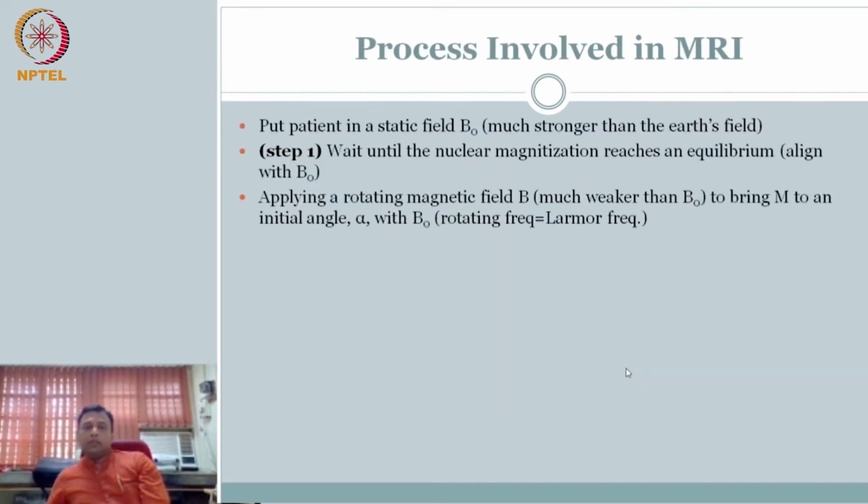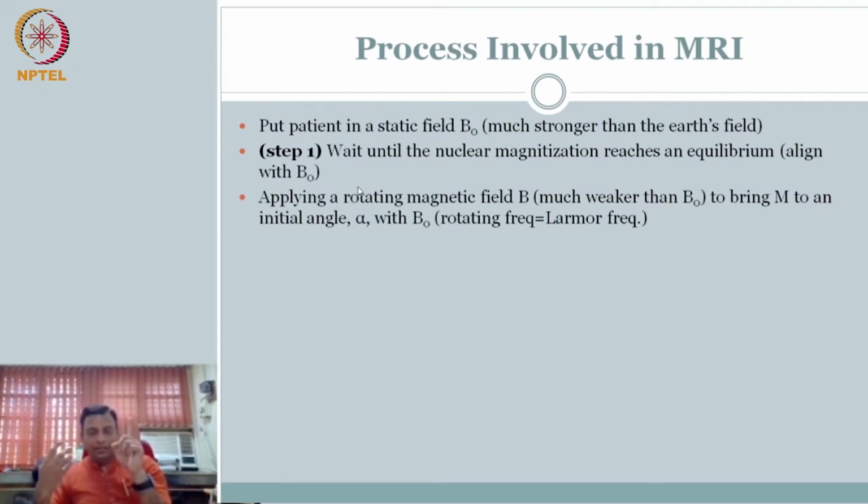Okay. So just go back to our previous process involved. We have covered this step. Put the patient in a static field. So you know what happens now. Put it in a static field. All your microscopic magnetizations start to align, giving a net magnetization in the Z direction. So wait until nuclear magnetization reaches an equilibrium, right? That we talked about. Now there is a net magnetization in this direction.